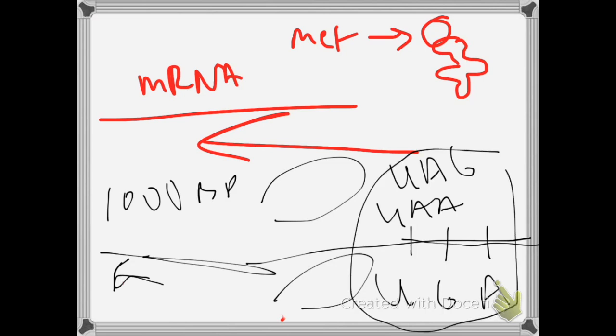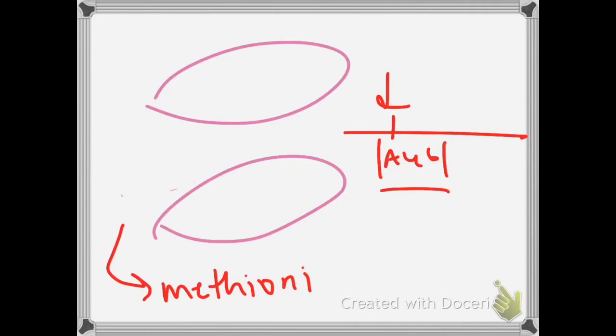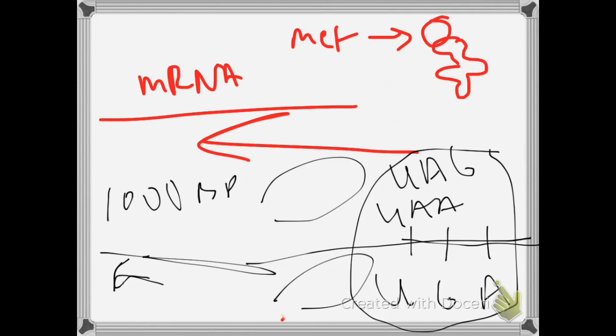This is saying do not add any more amino acids. Your protein synthesis is finished. Methionine is the start codon, AUG; UGA, UAA, UAG, those are all stop codons. They don't code for an amino acid.